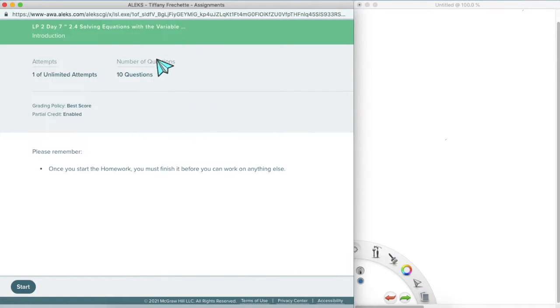The number of questions on this assignment is 10. It's going to be anywhere from 1 question to 10 questions. So it just kind of depends on the assignment there. Grading policy is always best score, so whichever attempt is your best is the one you keep. And partial credit, meaning that if you answer 1 of 10 questions, we give you credit for the 1 question.